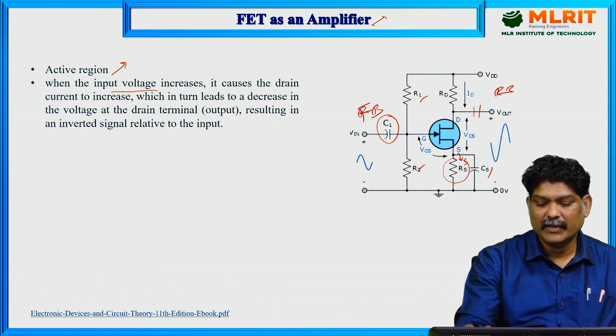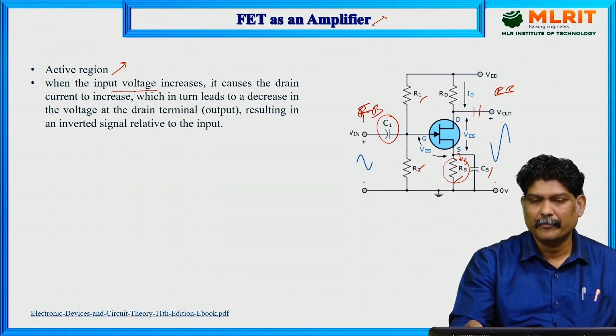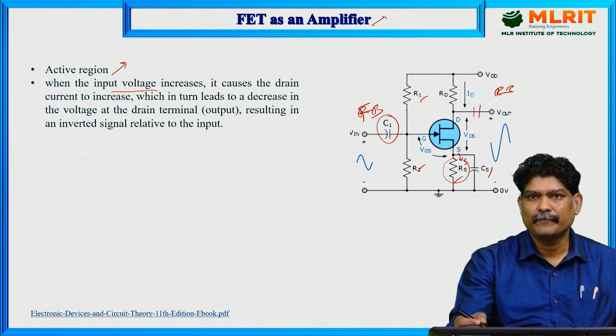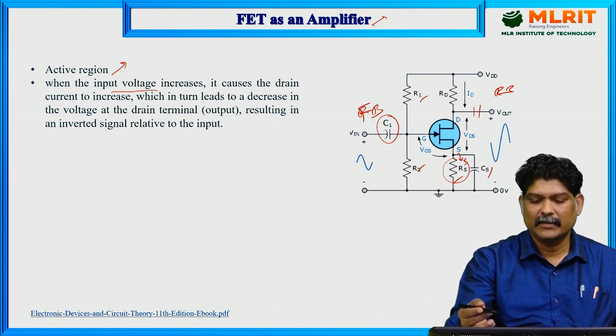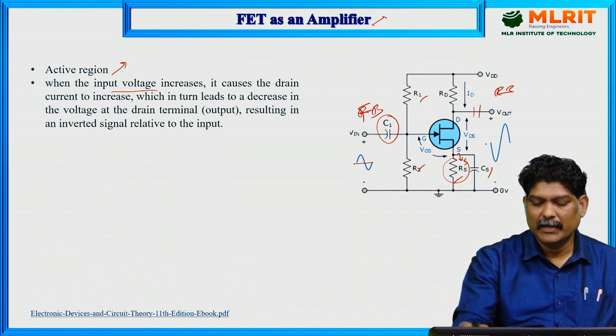R1, R2, RS form the voltage divider biasing network in order to maintain a proper operating point, and this voltage divider network makes your transistor, your FET, operate in the active region. And now input and output.